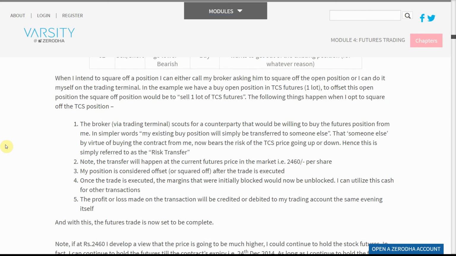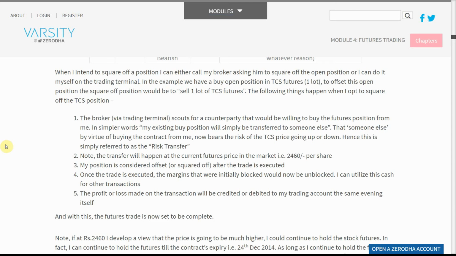When I intend to square off a position, I can either call my broker asking him to square off the open position, or I can do it myself on the trading terminal.